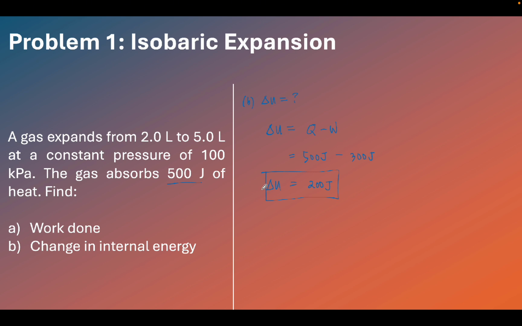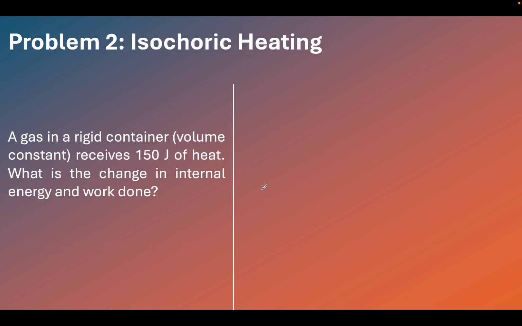Now, we have another problem, problem number 2, which is all about isochoric. If you can still remember what isochoric is, isochoric is constant volume. Now we have here a gas in a rigid container, so the volume is constant, that receives 150 joules of heat. Okay, so let's write the given here.